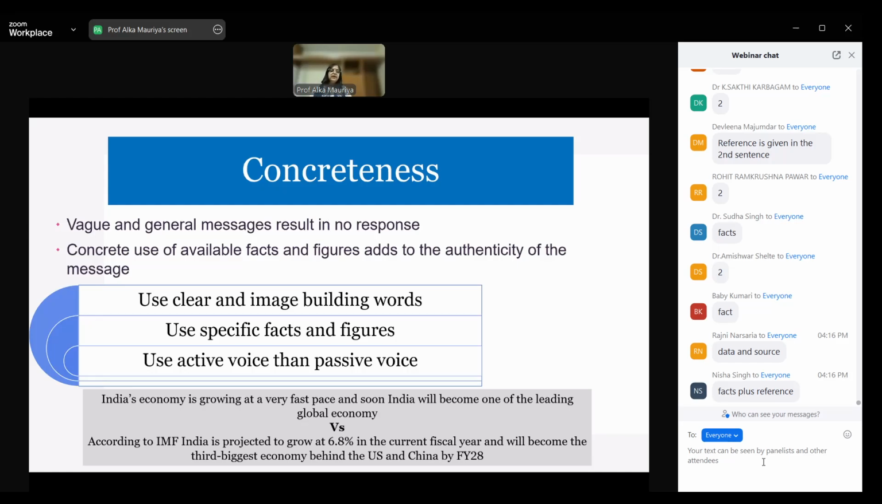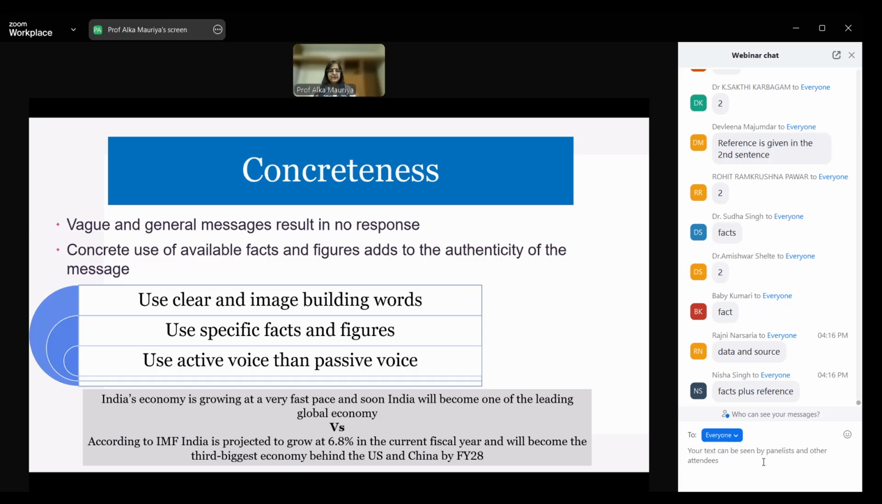We should avoid engaging in vague and general messages which result in no response. We should try to substantiate our information with more facts and figures. And trust me, the more facts and figures we'll try to bring in our communication, in our work, the more you will read.